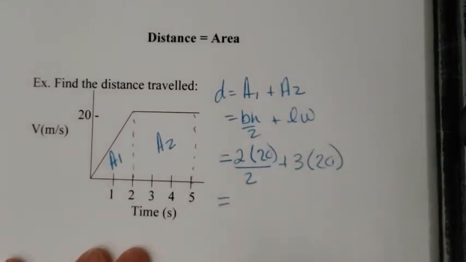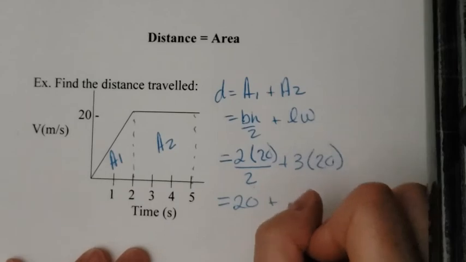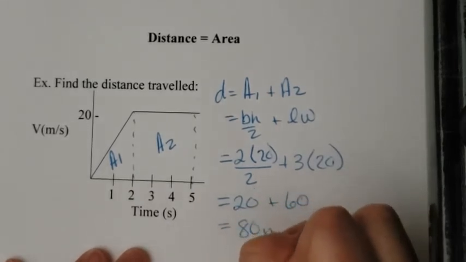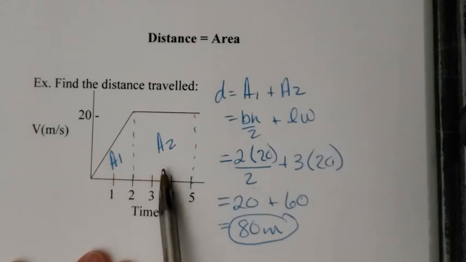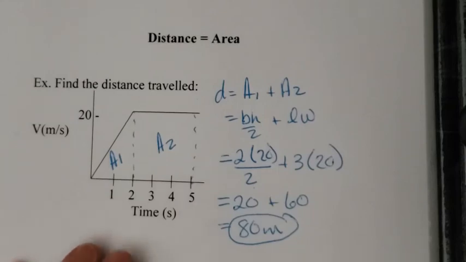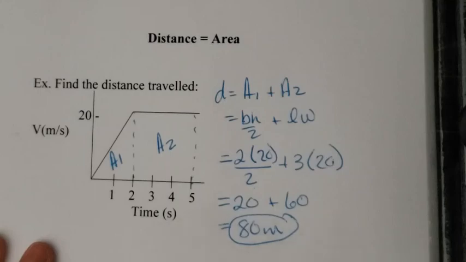I put some numbers in my calculator. 2 times 20 is 40, divided by 2 is 20. 3 times 20 is 60. 20 plus 60 is 80 meters. So if I'm given a shape that I don't know the area for, all I have to do is break it down into shapes that I do know the areas of. So I know a triangle and I know a rectangle. So just to review, when you find the slope of a speed versus time graph, that gives you your acceleration, and the area of a speed time graph gives you your distance traveled.